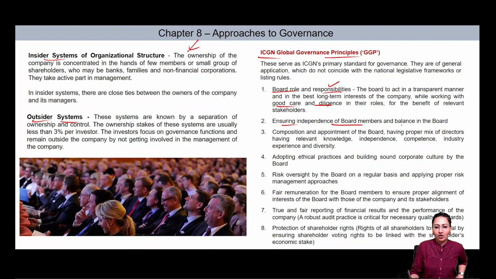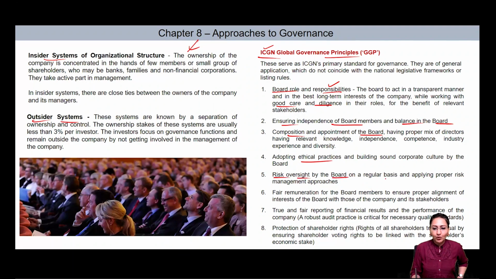Then the board of directors is balanced and has diversity in it. The composition and appointment of the board has relevant experience, people from different experience, different industries. Ensuring diversity in the board is a general principle given by ICGN. Ethical practices are followed across the organization.